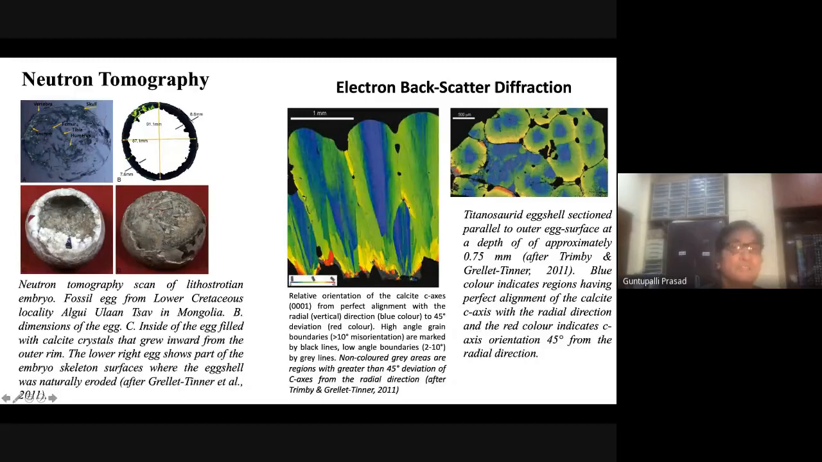And this is another technique that is being used. Electron backscatter diffraction is another method in which you can use the SEM, using the backscatter diffraction.